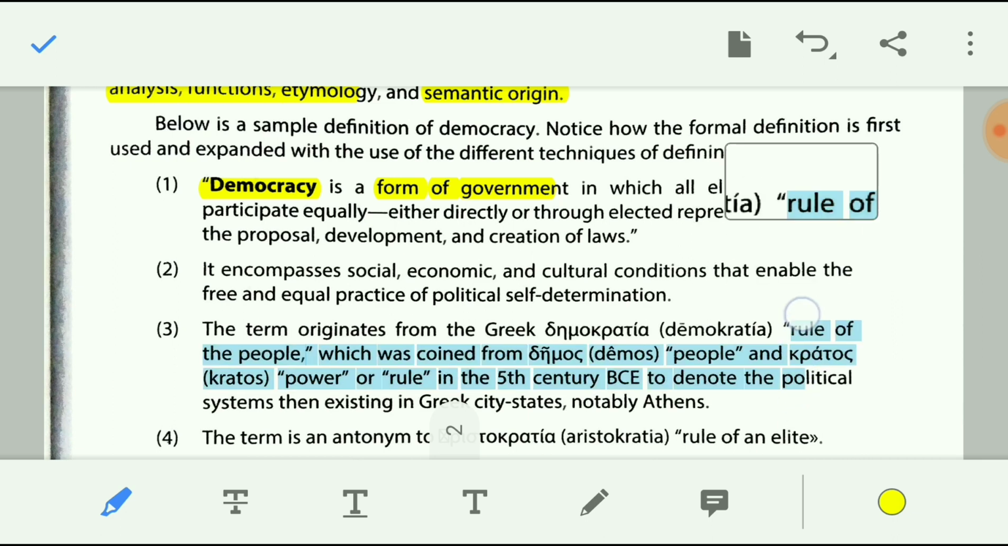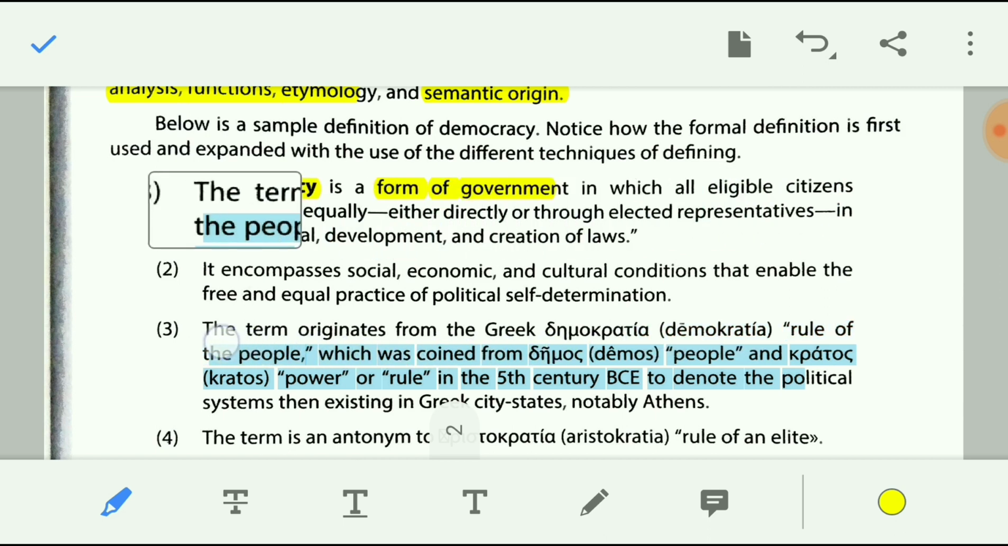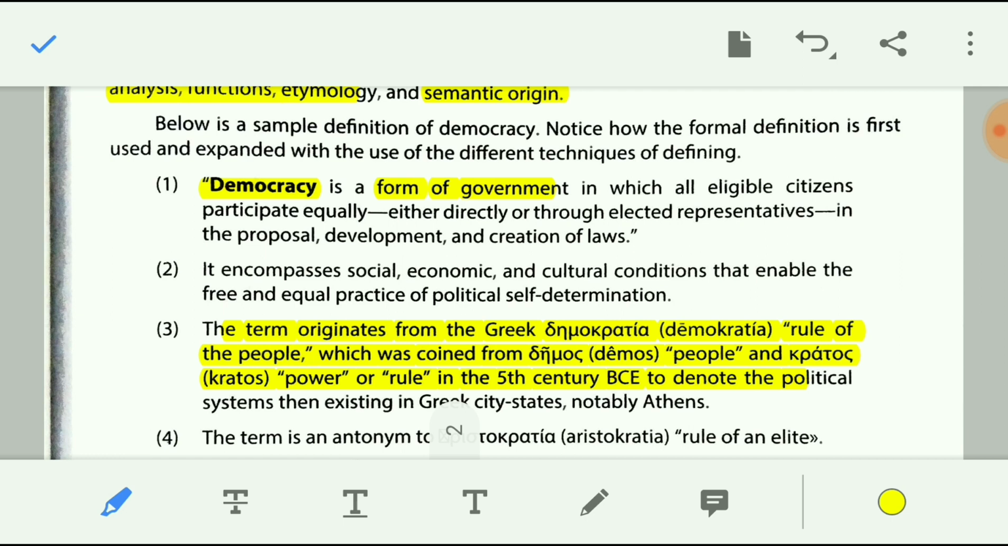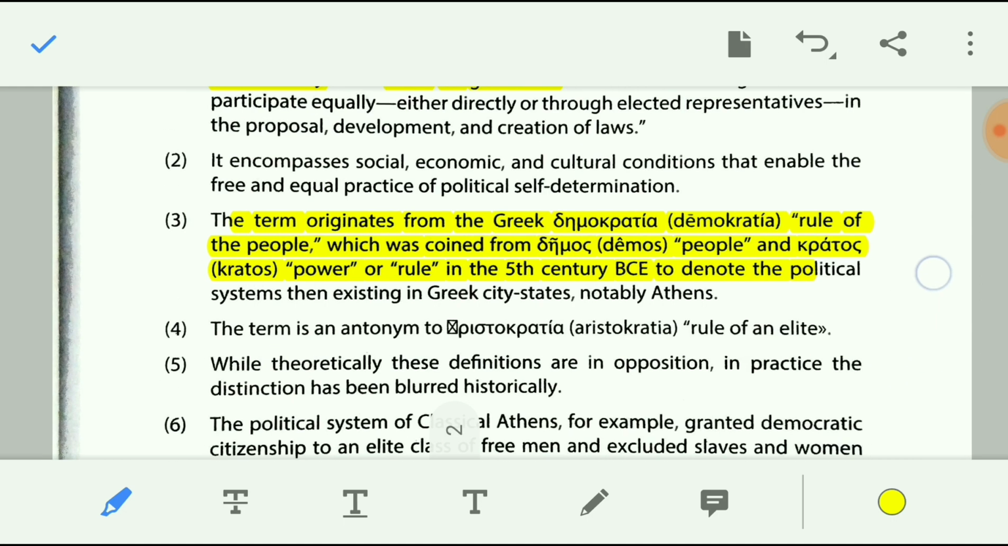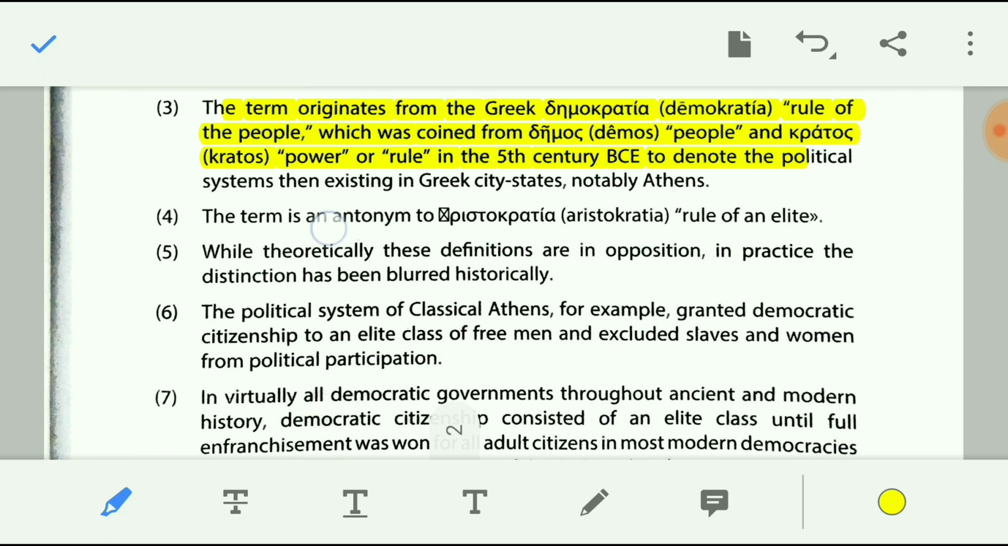On the other hand, you may also have some sort of an etymology. Etymology is where a word or how a word originated. In this case, democracy came from the Greek words demokratia, demos, and kratos. And here you get to see somewhat a historical background where you can understand how democracy was coined into a word. Also, you may have the antonym.